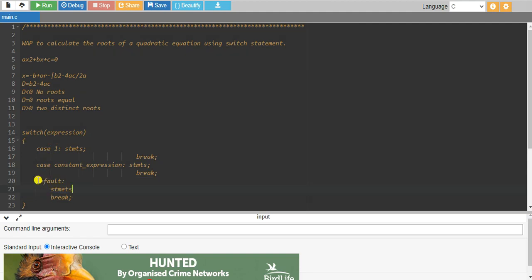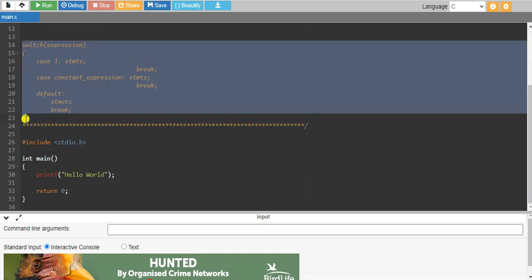Default is also an optional statement in the switch. If it is present, it will execute all the statements here, break the control of execution, and come out of this switch statement. This is how the switch statement works. So we are making use of this switch statement to find the roots of a quadratic equation.